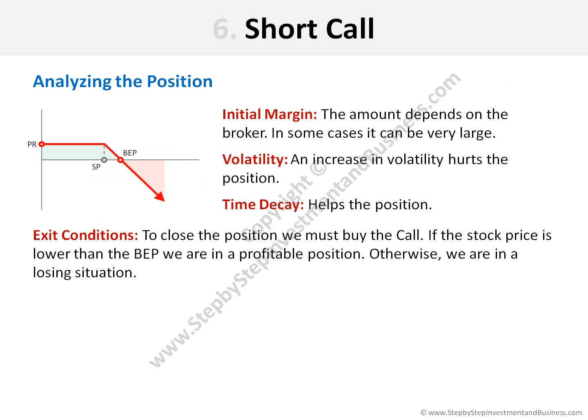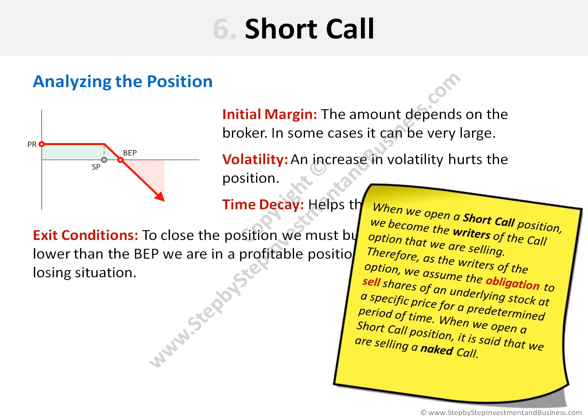Continuing with the analysis, the amount of initial margin depends on the broker. In some cases, it can be very large. An increase in volatility hurts the position. Time decay helps the position. With respect to exit conditions, to close the position, we must buy the call. If the stock price is lower than the break-even point, we are in a profitable position. Otherwise, we are in a losing situation.